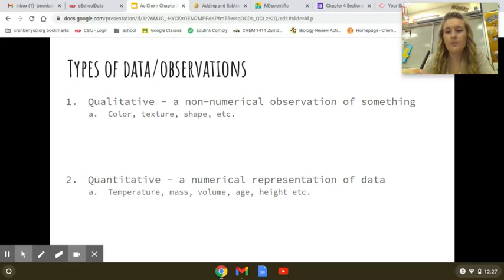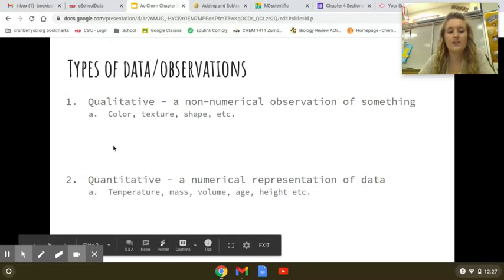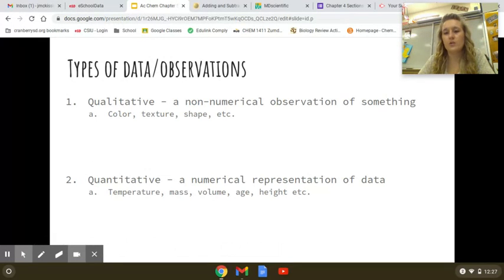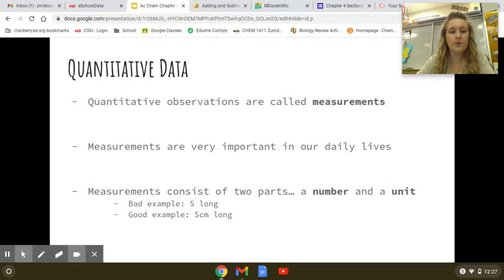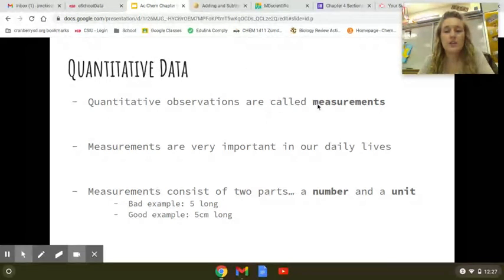Because we're talking about measurements and units, a lot of the things that we're going to be talking about is this second one here, this quantitative. Okay, so we need to have a number, and usually it's going to have a unit with it. Okay, so two types: qualitative, quantitative. Qualitative, quality; quantitative, quantity. Okay, so quantitative observations are often called measurements.